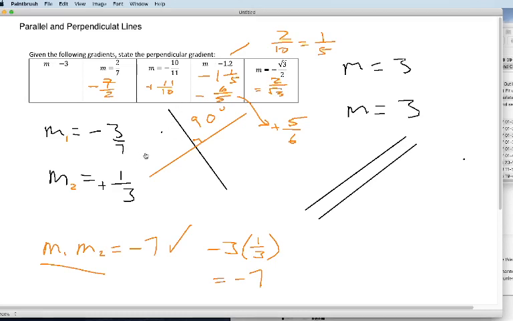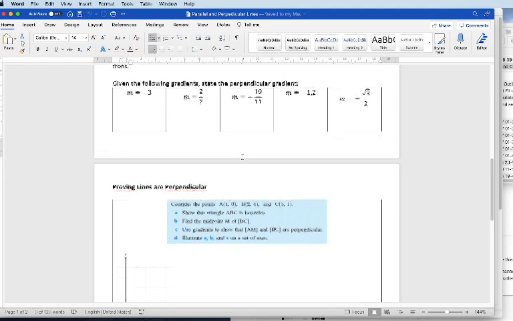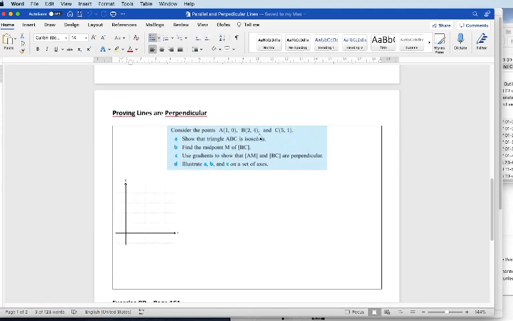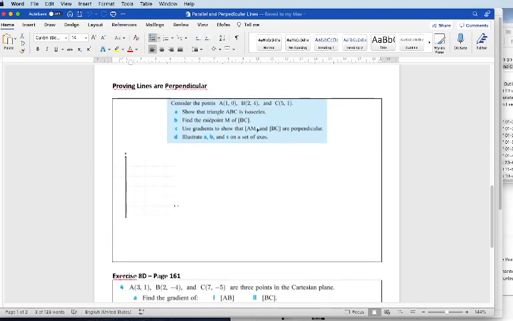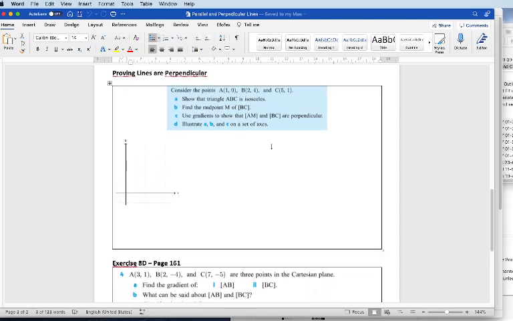So that's all you need to know about the theory of parallel and perpendicular lines if you had any trouble. Once again, we have some questions like: consider the points A(1, 0), B(2, 4), C(5, 1). Show that the triangle ABC is isosceles. We did that with the distance formula, if you can remember. If you can find the distance between the sides, and two of the sides have the same distance, we know it's an isosceles triangle.